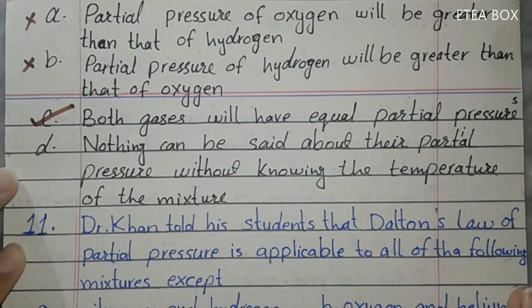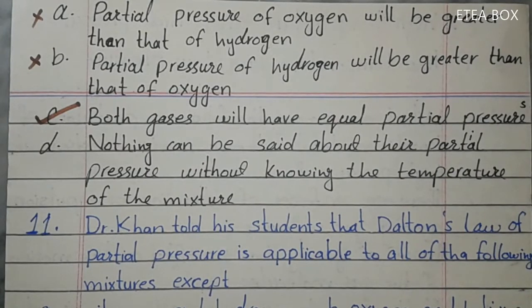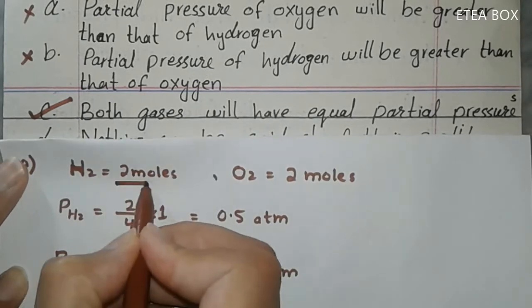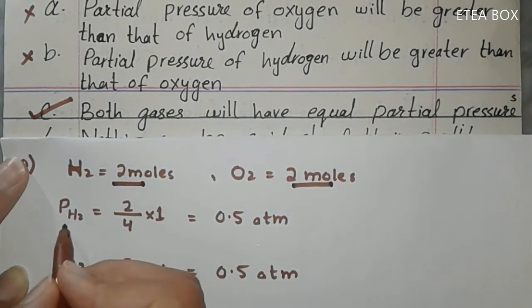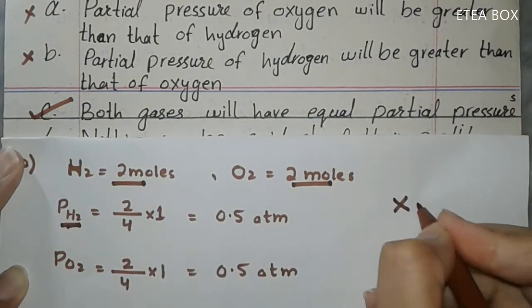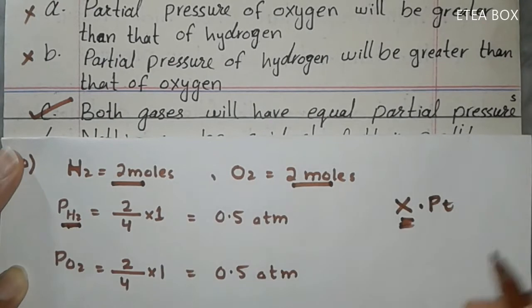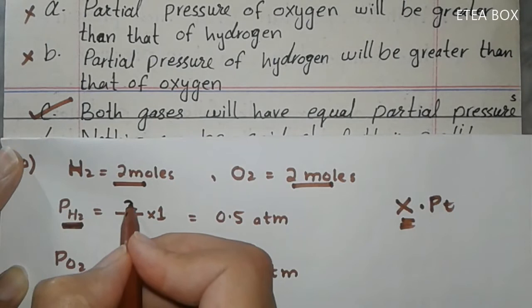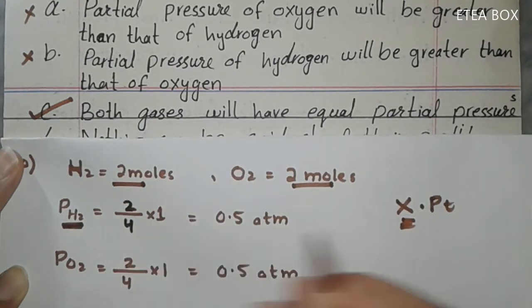It's correct. We know that partial pressure is a function of the number of particles. When we have the same moles, we have the same number of particles, which means the partial pressure will be equal. I will also prove this. Look, we have an equal number of moles, hydrogen 2 moles and oxygen 2 moles. Let's find the partial pressure of hydrogen. Partial pressure of hydrogen is equal to x times the total pressure. What is x? It's the number of moles of a specific gas divided by the total number of moles. So specific gas 2 moles and total 4 moles, multiplied by total pressure.